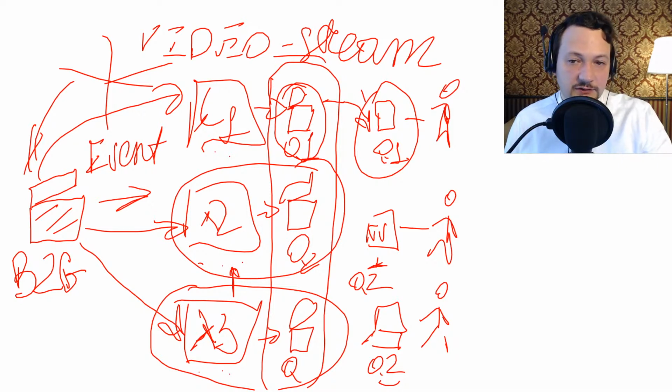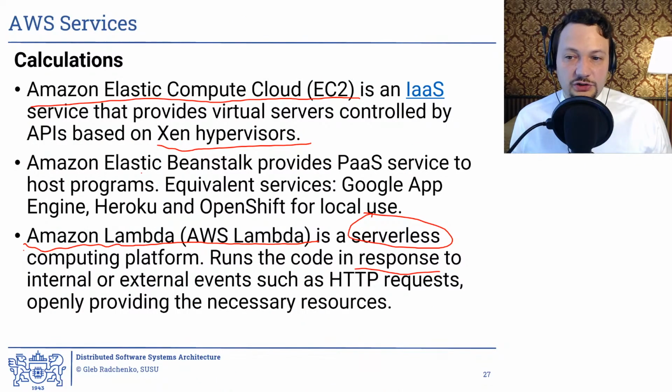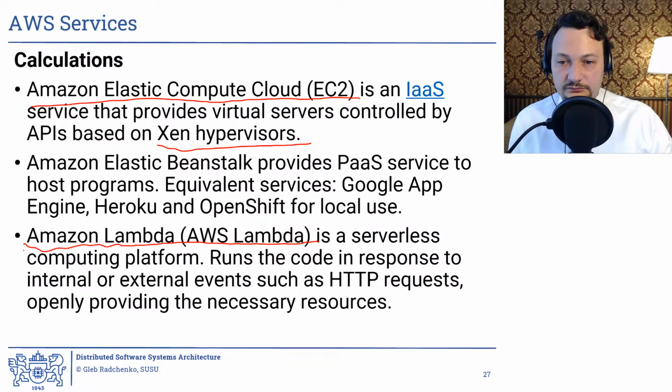They are creating processing power by the triggering of some events. So this is what Amazon Lambda is in terms of calculations.